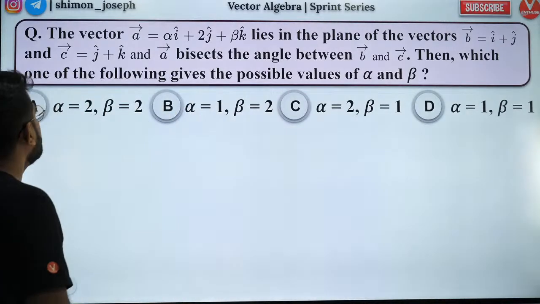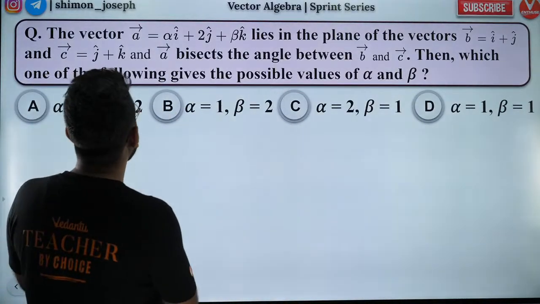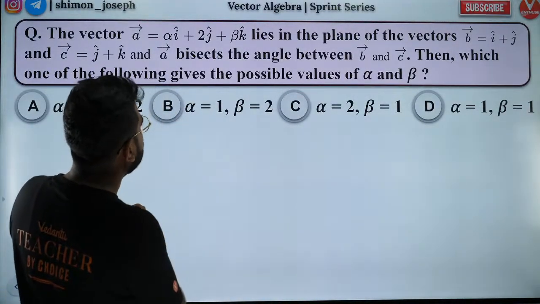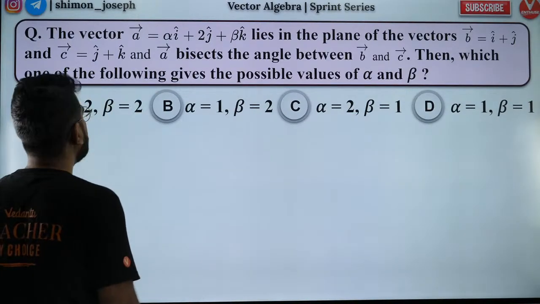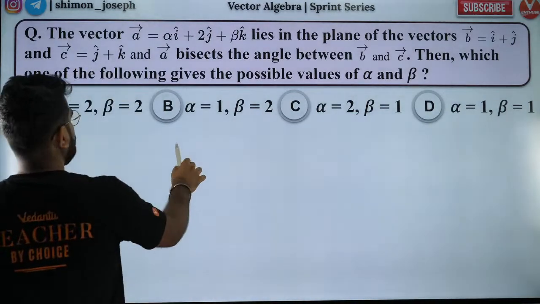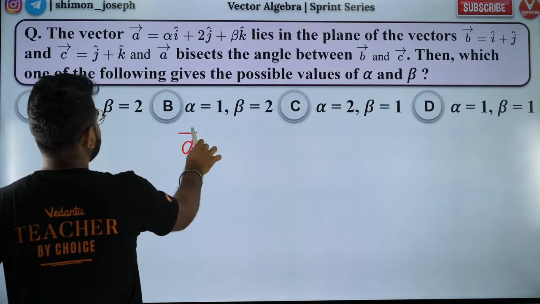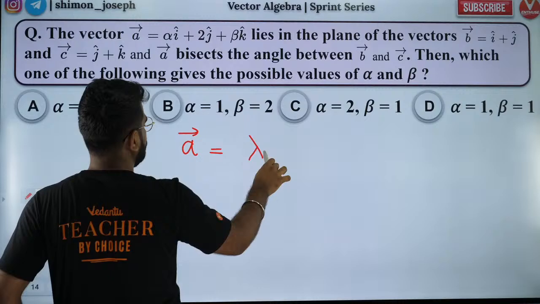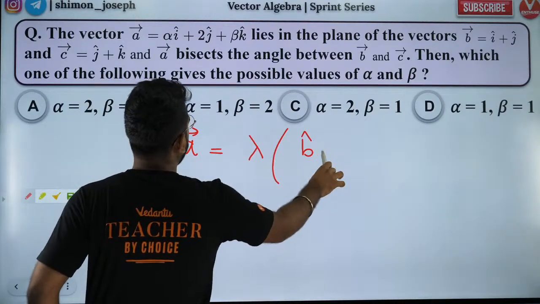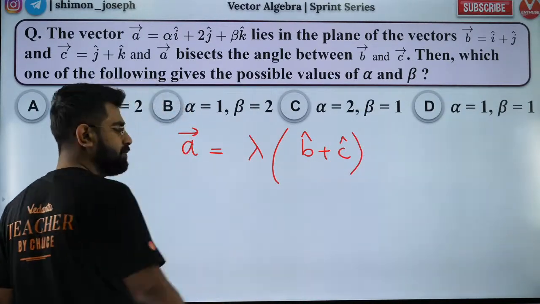Okay. So people, let's try to solve it. Which of the following gives the values of alpha and beta? So people, A is the angle bisector of B and C. So can I say A will be lambda times B cap plus C cap? Do you guys agree?